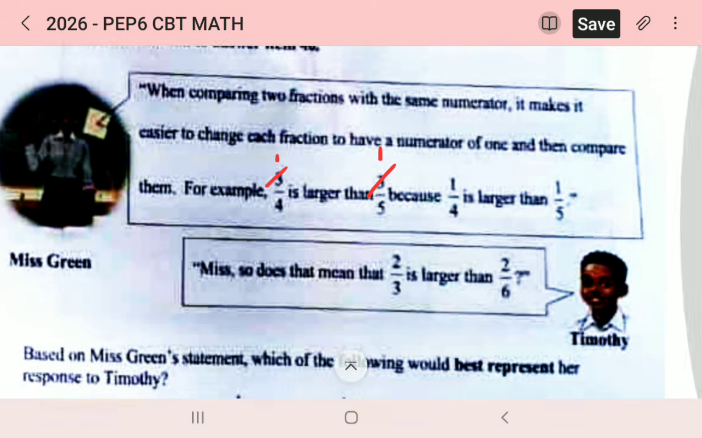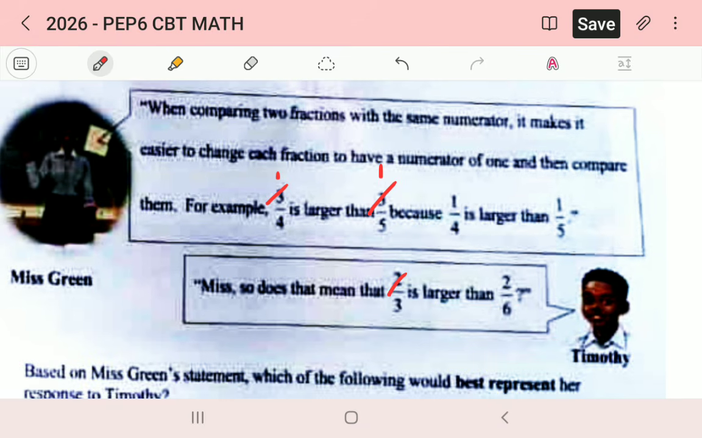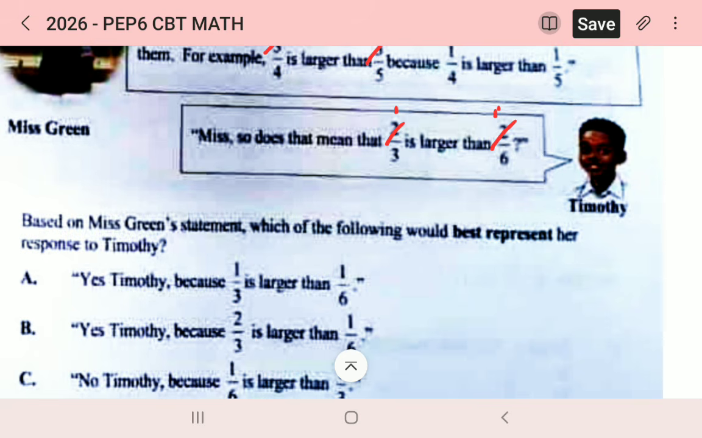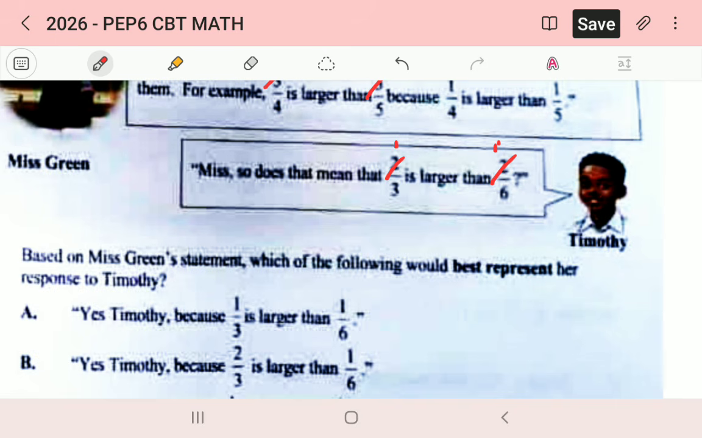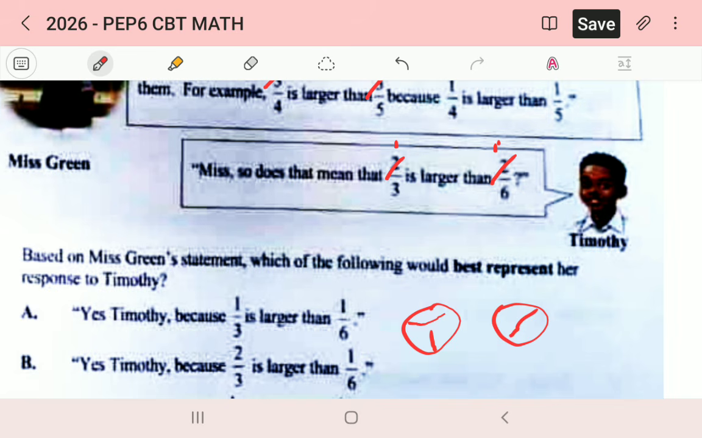So what you're looking to do here, same numerator, you're changing the top to 1. So this becomes 1/3, 1/6. Let's read. Yes, Timothy, because 1/3 is larger than 1/6, which is simply saying you have this and you divide it into thirds, as against having the same circle and dividing it into 6. So if you eat 1 piece of this, you're eating more than eating 1 of the 6 pieces. So the answer is A.